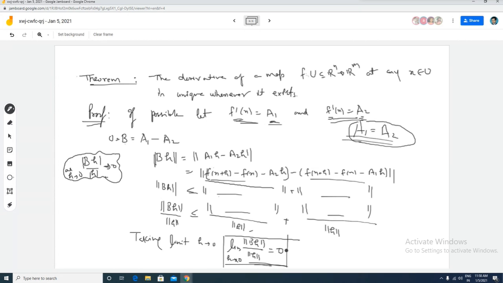Any hint from you? How to show this b is actually equal to 0? Sir, break the norm here and take b outside. Here is the norm on Rn, and here is the norm on Rm.